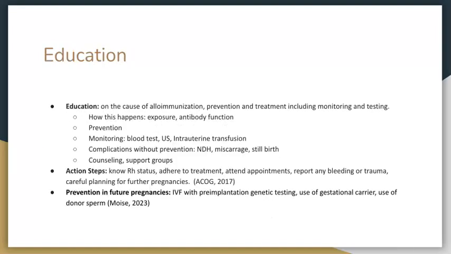Now, for education on this, you'd want to educate on what causes alloimmunization, prevention and treatment, including monitoring and testing, how it happened, is there an exposure, and antibody function, prevention, monitoring, including the blood testing, ultrasound, intrauterine transfusion, complications without prevention, which would include HDFN, miscarriage, stillbirths, and counseling. And some action steps for the patient are to know their Rh status, adhere to their treatment, attend appointments, report any bleeding or trauma, and be careful with planning pregnancies.